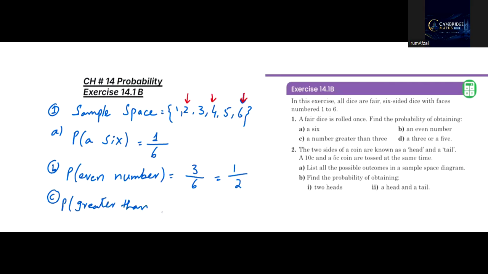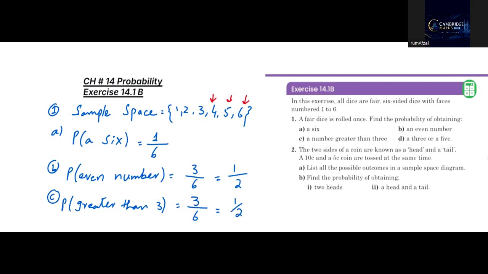So if we need to find out the probability of a number greater than 3, we have three numbers over here. If you will see, number 4, number 5, number 6. So three possibilities we have over here again, out of total 6, so the probability for this event as well is coming as 1 over 2.